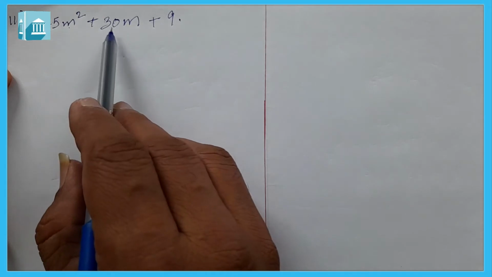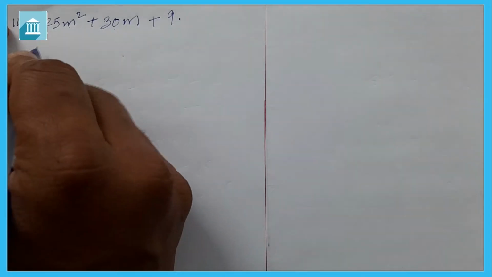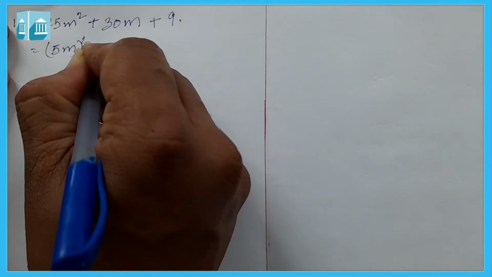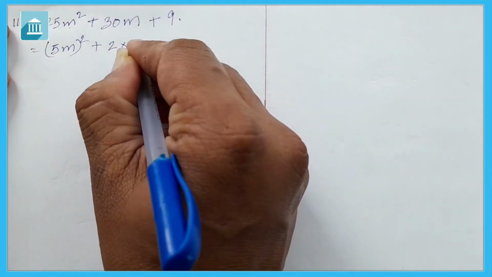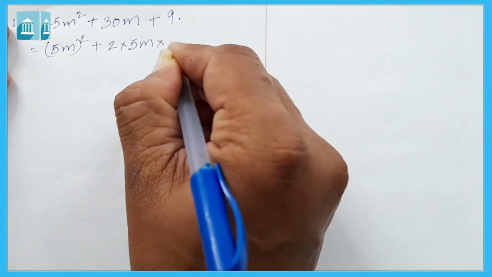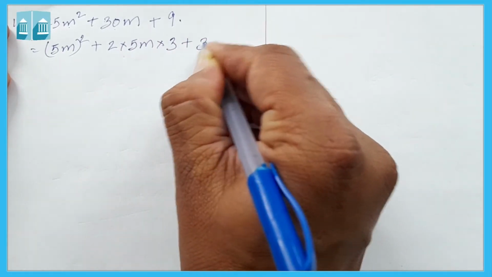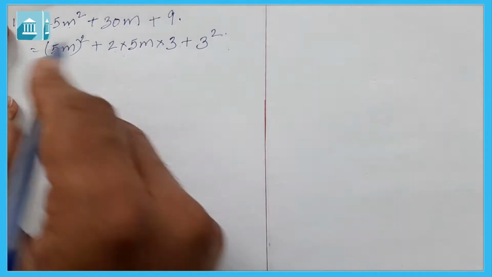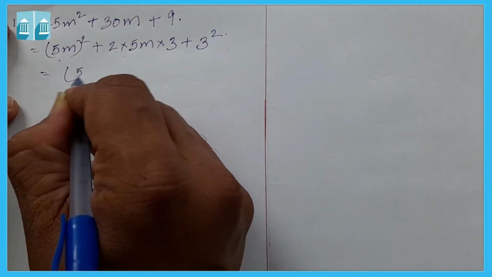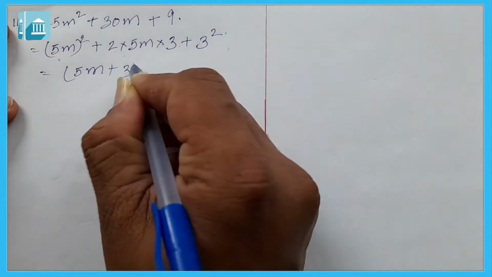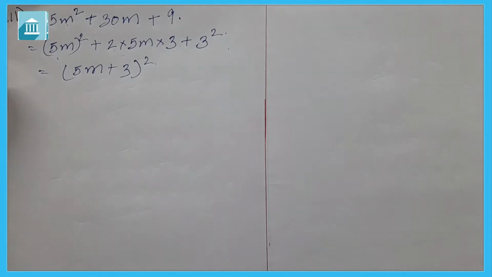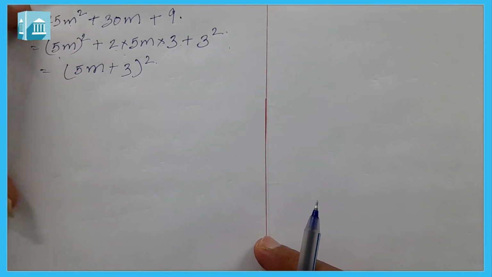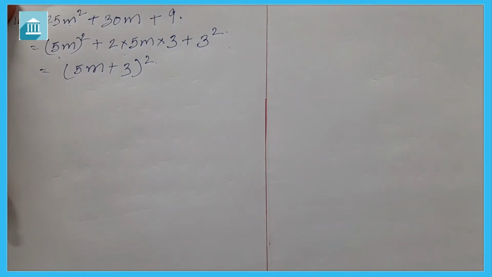So we can write this as, first, 5m whole square plus 2 into 5m into 3 plus 3 square. Now it is a square plus 2ab plus b square. So this can be written as 5m plus 3 whole square. So this is the answer: 5m plus 3 whole square. Now let us see question number 5.